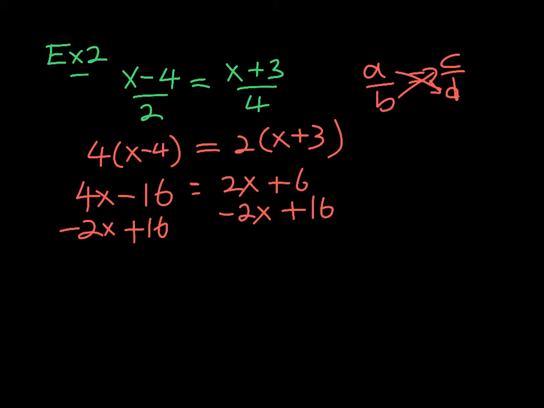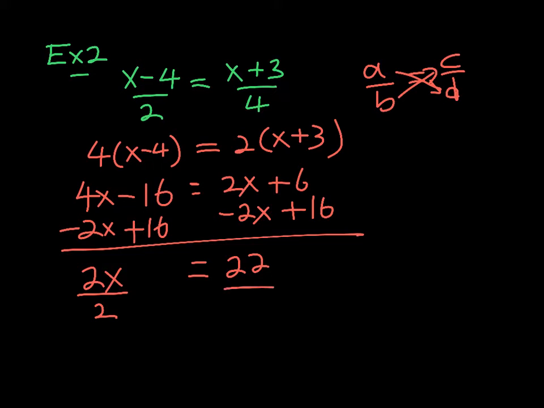Okay, so 4x minus 2x, that gives us what? 2x. Negative 16 plus 16, that's 0. 2x minus 2x leaves us with 0. 6 plus 16 gives us 22. So now to find the value of x, we divide 2x by 2, and we also divide 22 by 2. So the 2's cancel out. What we have is x is equal to 22 divided by 2, that is 11.